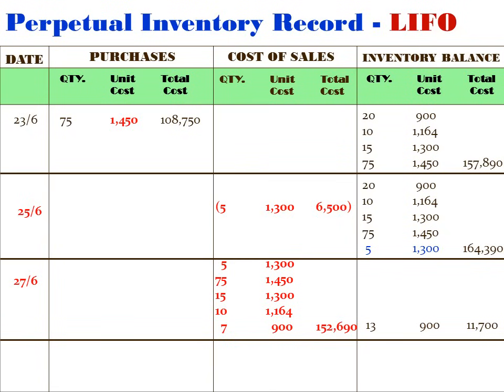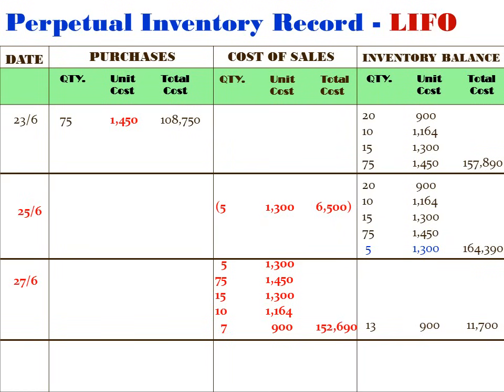Now, please notice, guys, on the very, very last date, what they are saying. On the system, it is saying that at the 27th, we have 13 units. And these are at 900. What is the question saying? On the 30th of June, they did their stock taking. And the stock take revealed that there were only 9 units. The system says we have 13. The physical count says we have 9. So clearly then, we have a shortage.